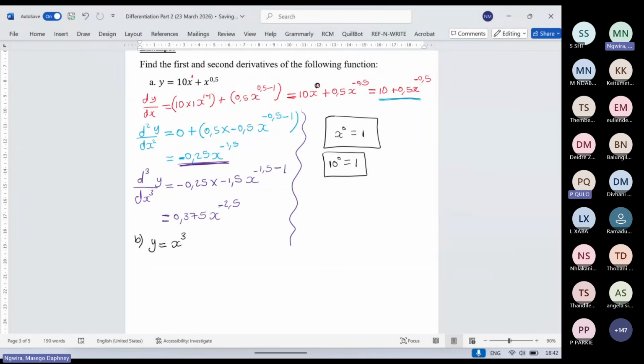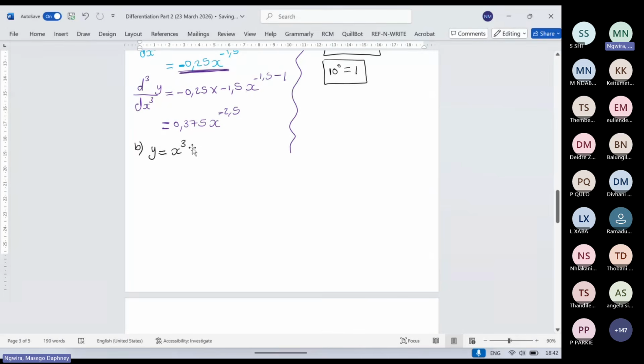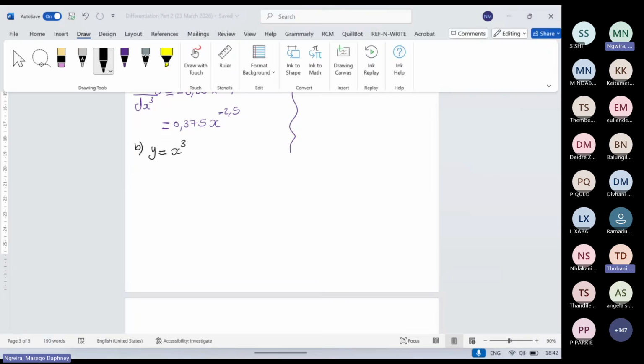Okay, can I do another one so that you can see? This one has a lot of decimals, so it might be confusing. So I'm going to do it again: first derivative, second derivative, and then third. Can I do the example and then you'll ask questions after? Can I do this example with an integer? So I'm going to do this example.